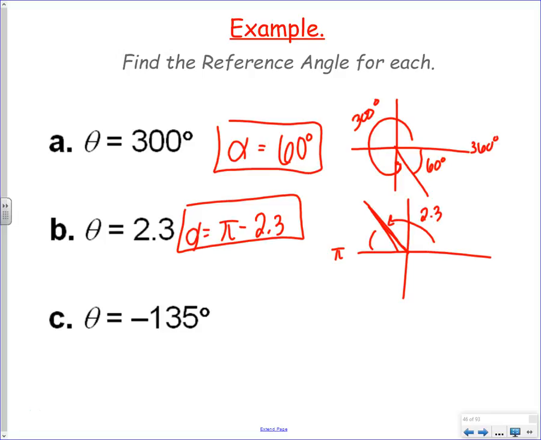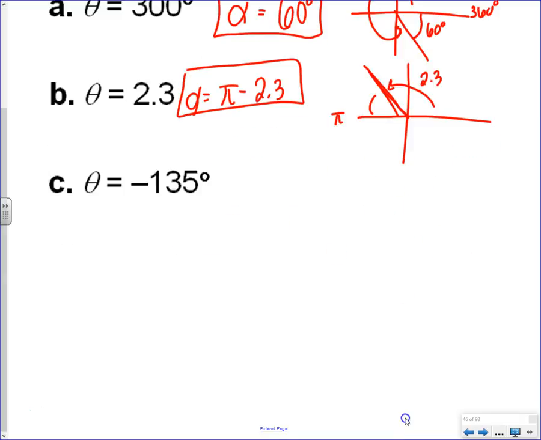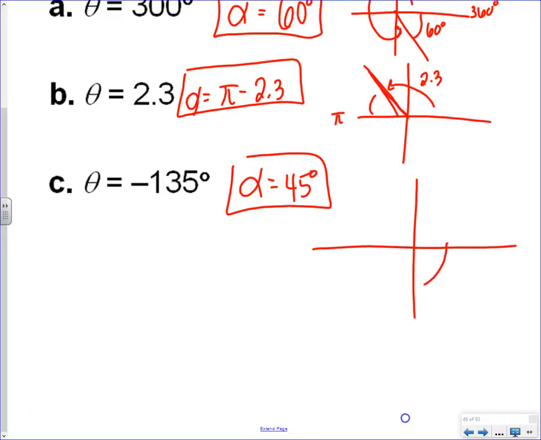Now, could you have taken 2.3 and multiplied it by 180 over pi? I suppose, but that sure seems a whole lot more difficult. Negative 135, 45 degrees. It is the third quadrant. Caro is right, it is 45 degrees, because 180 minus 130. Exactly. Oops, that's too far.